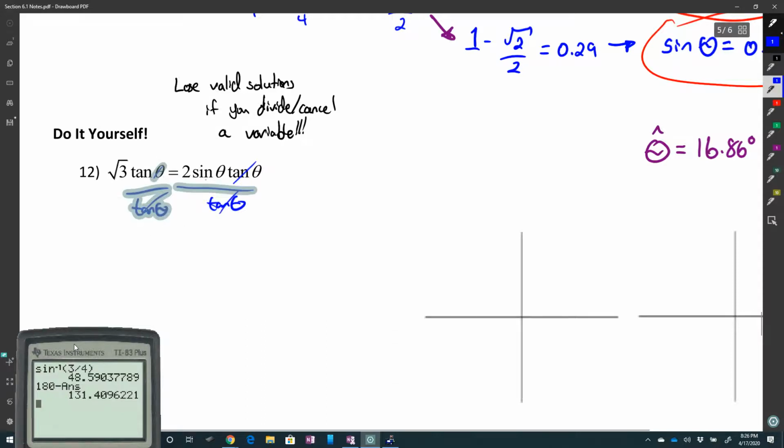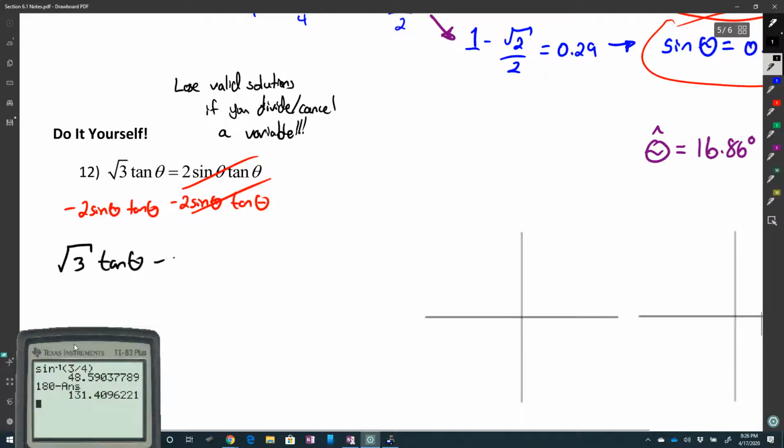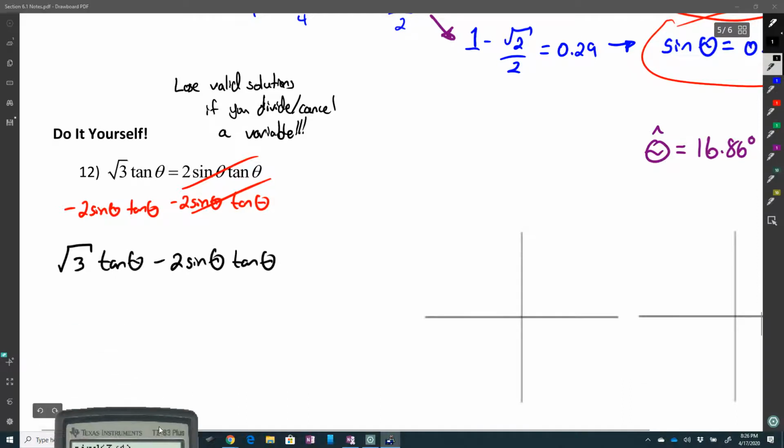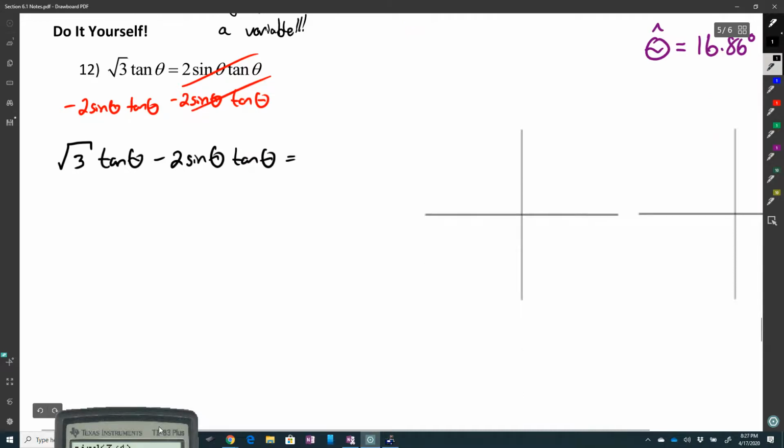And so that's bad. Instead, what we want to do is we want to get everything to one side. So what I'm going to do is I'm going to subtract 2 sine theta tangent theta, subtract 2 sine theta tangent theta, and we get a new equation. Square root of 3 tangent theta minus 2 sine theta tangent theta. And notice here, now it's equal to 0. But now we can factor the tangent theta out.